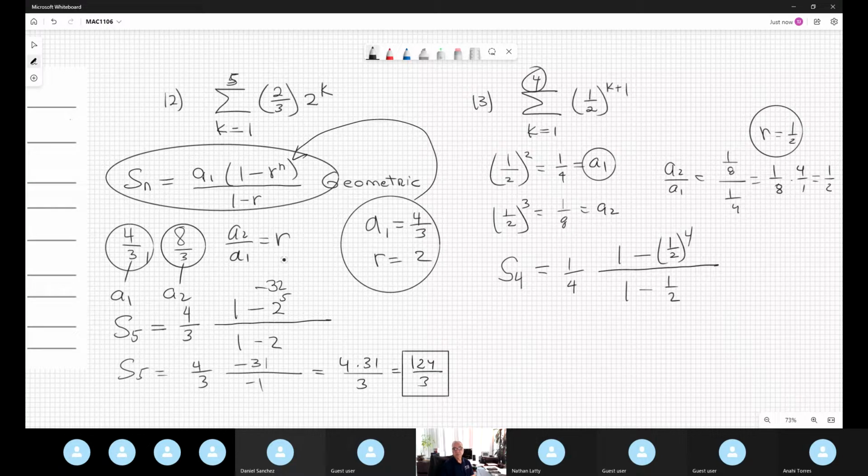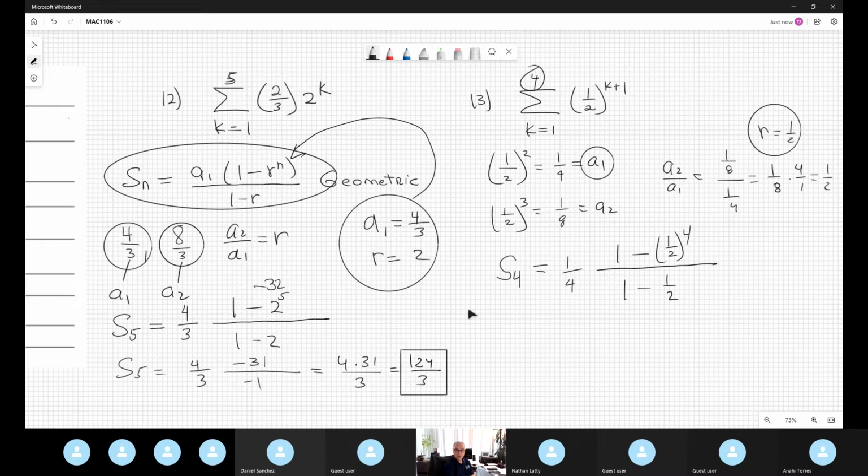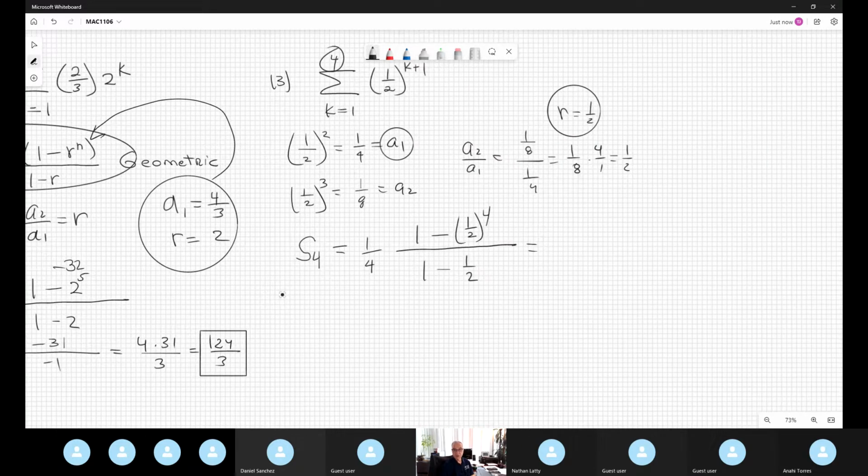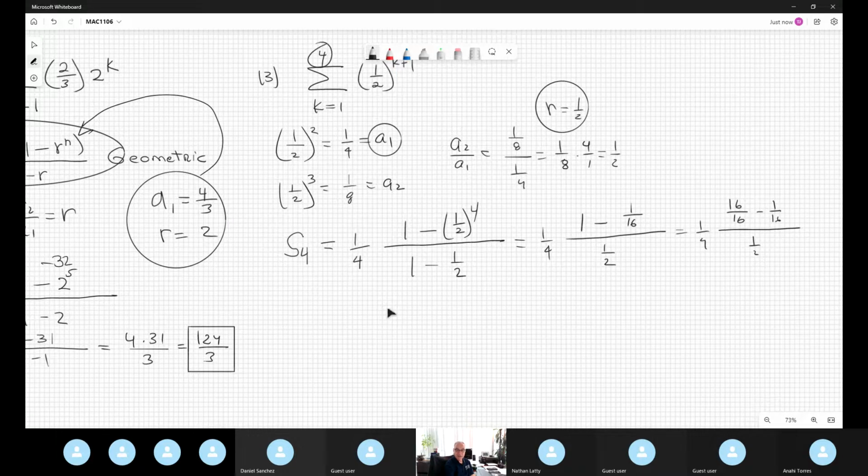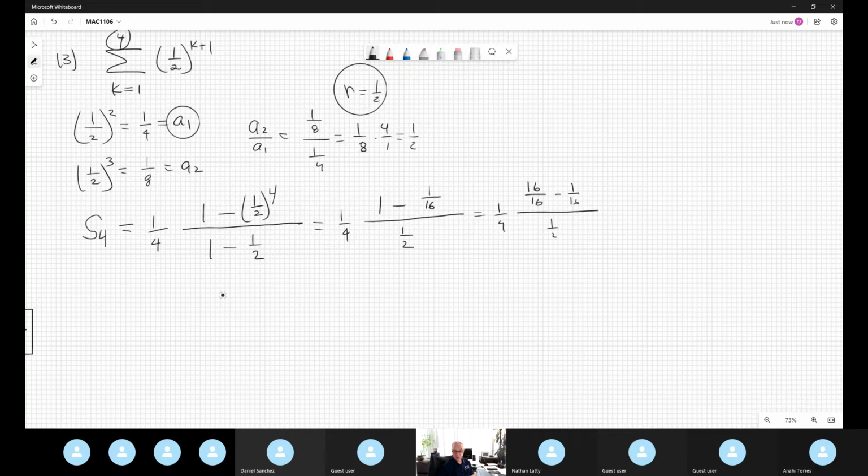Let's do the exponent first. This is 1/4, stays the same. This is 1 minus 1 over 16, because 1 to the 4th power is 1, and 2 to the 4th power is 16. And 1 minus 1/2 is 1/2. Now subtraction: 1 is 16 over 16, minus 1 over 16, and 16 minus 1 is 15.